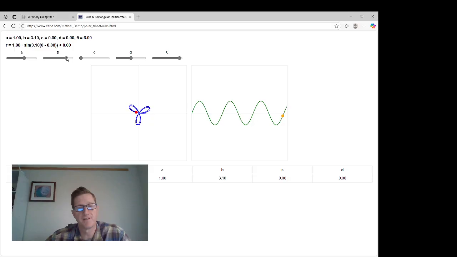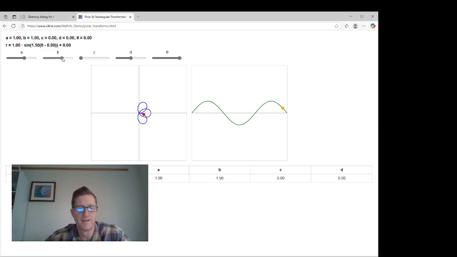And we can change it to make them more or less, and you can kind of get a sense for how some of these are being compressed and expanded. It's just a great way to build some intuition around polar systems.